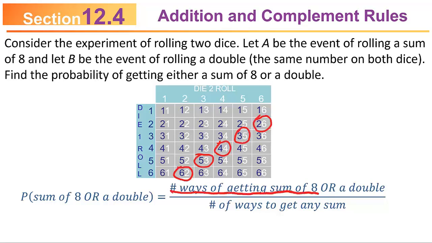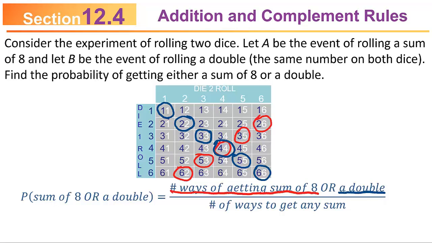So if you look at the numerator, let's first look at the number of ways of getting a sum of 8. You could get a 6-2, a 5-3, a 4-4, a 3-5, or a 2-6. Then look at the number of ways to get a double. You could get a 1-1, a 2-2, a 3-3, a 4-4, a 5-5, or a 6-6.